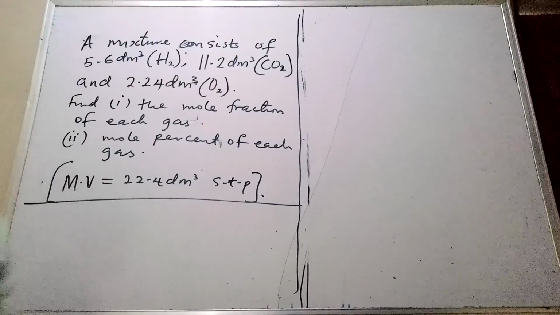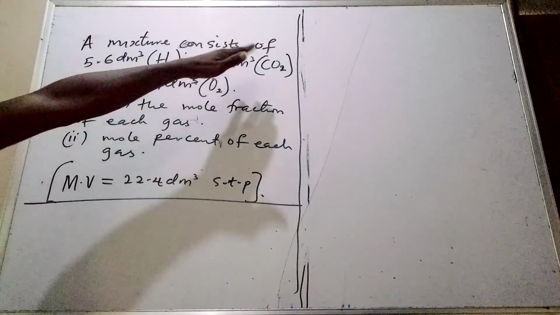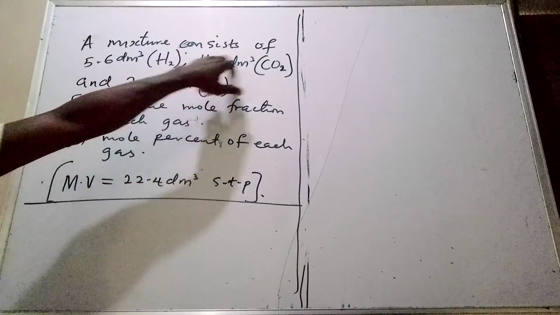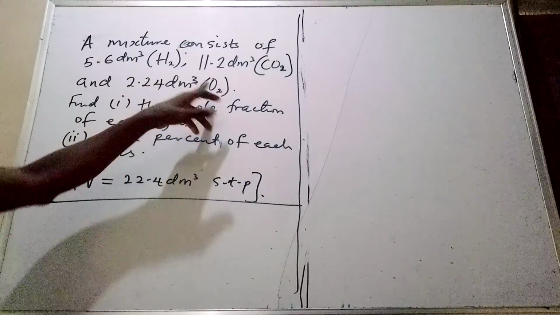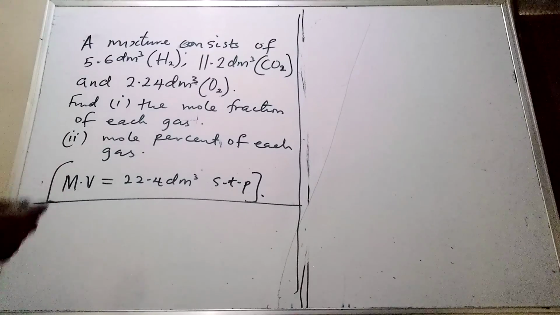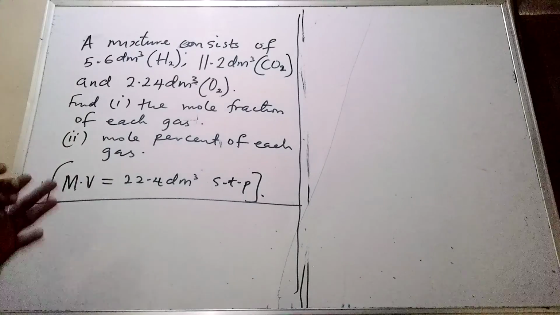Here is another question on mole fractions and mole ratios. But this time around, we are dealing with gases. A mixture consists of 5.6 dm cube hydrogen gas, 11.2 dm cube carbon dioxide gas, and 2.24 dm cube oxygen gas. So we want to find the mole fractions, mole ratio and mole percent of each gas. How do we go about this?